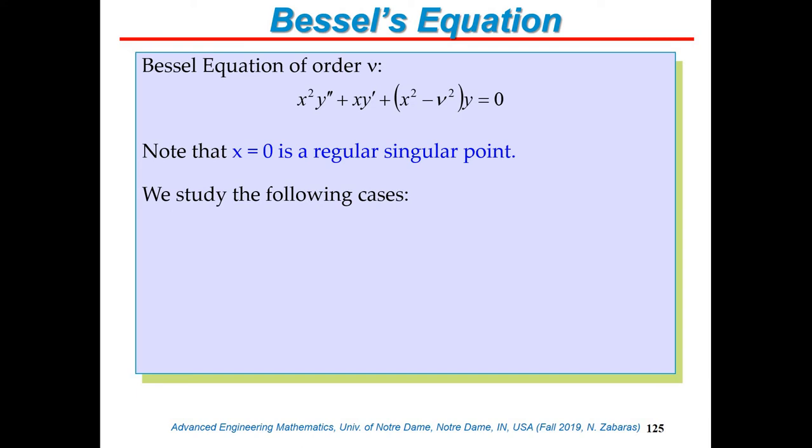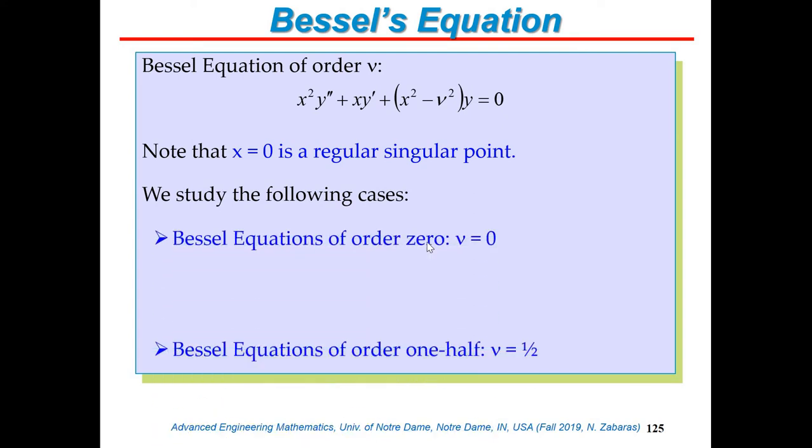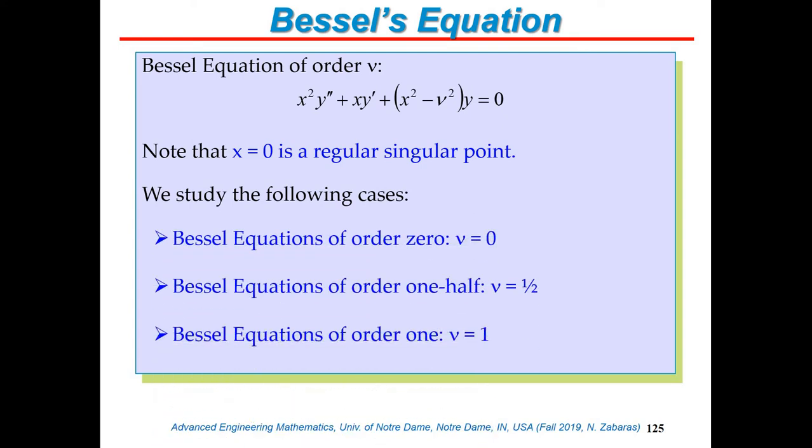We have seen this in earlier lectures. It's a second-order equation, looks like that, with one parameter, nu square here, that defines the order of the differential equation. You can see that x equal to 0 is a regular singular point, and I'm going to show you this again as a reminder on the next slide. And we're going to consider three cases of nu equal to 0, nu equal to 1/2, and nu equal to 1.